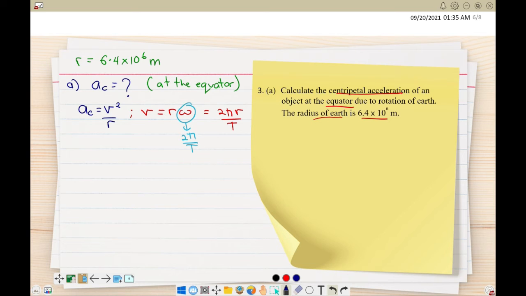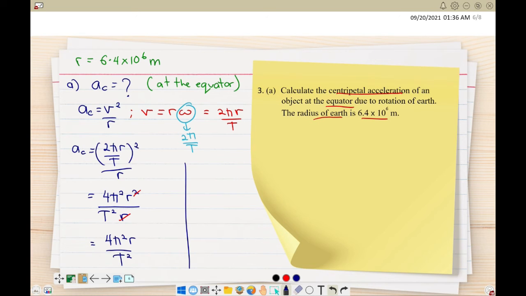Okay, then we substitute into our main equation again. AC is equal to 2 pi R over T, squared, over R. Okay, it depends. You can find it one by one first, or substitute directly. I'll substitute directly like this. So 2 times 2, you get 4, and then pi square, R square, over the period squared, and this over R. So you can cancel one of your R. Okay, this one cancels, this leaves 1. So our equation becomes 4 pi square R over T square. Okay, now we see 4 and pi are constants.